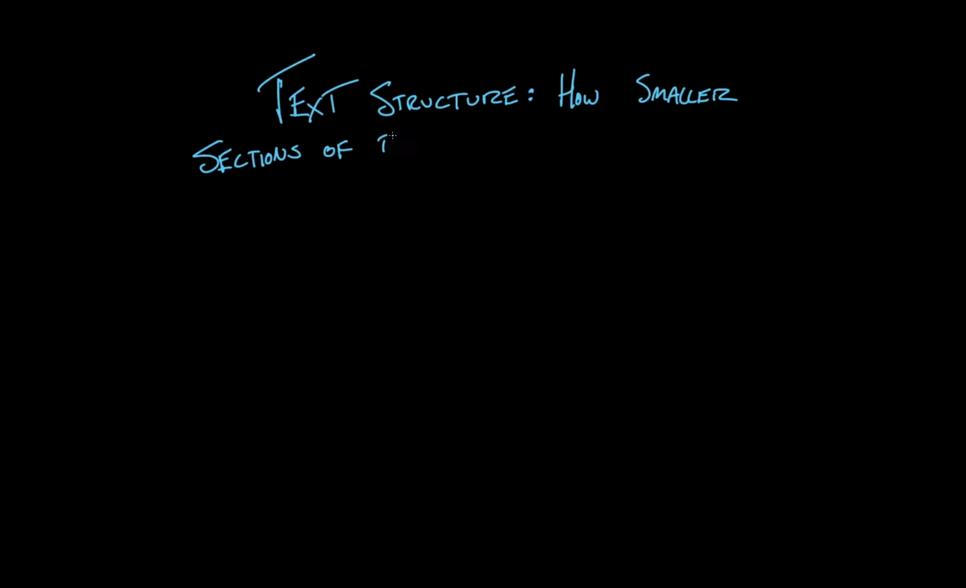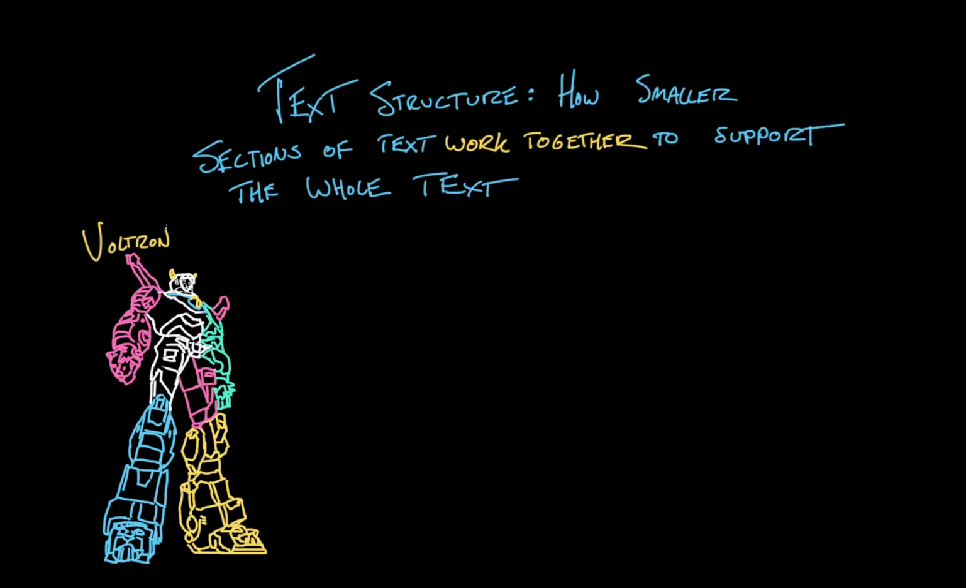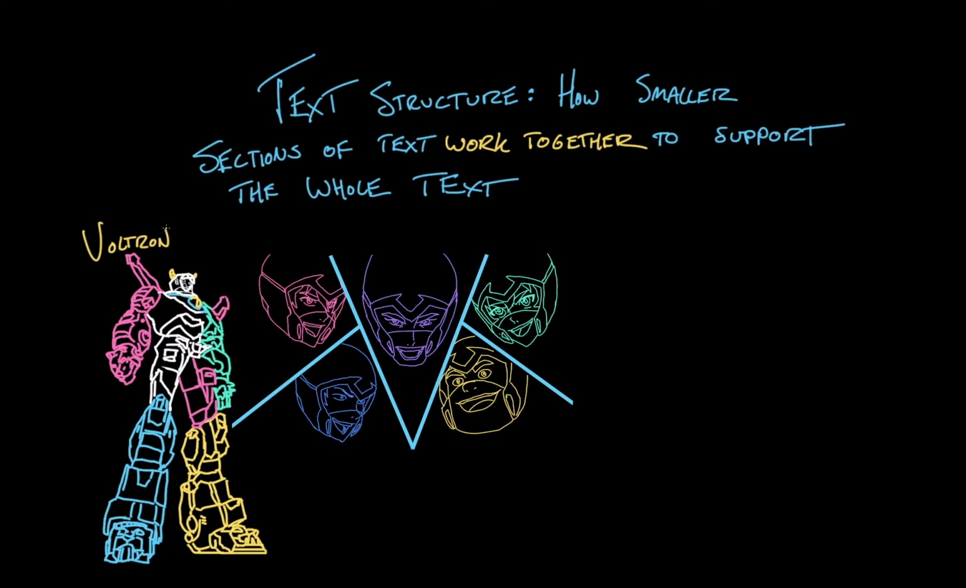Hello readers! Today we're going to be talking about how smaller sections of text work together to support the whole text. But first, let us consider Voltron. It is a giant robot made up of 5 smaller robots, each one piloted by a person. 5 friends, each with control over a different part of the robot's body.